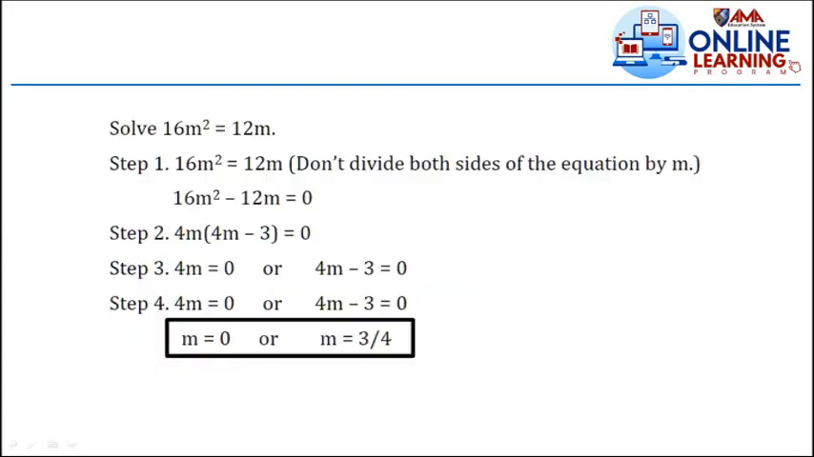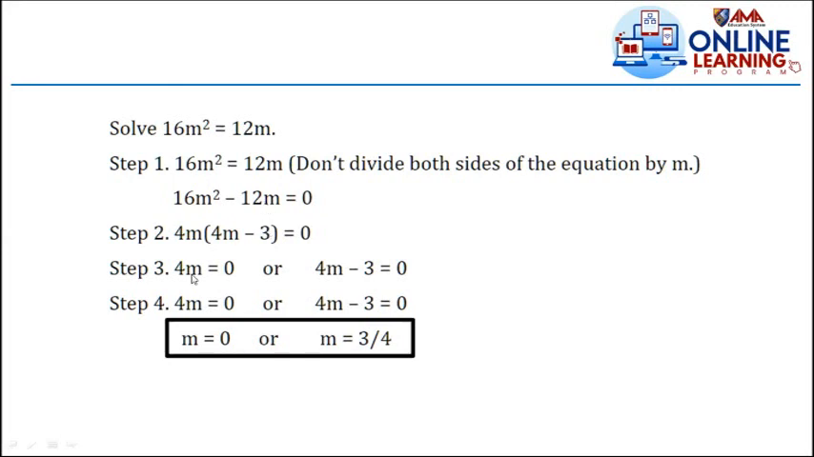Okay? So next we have here another example. We have solve 16m squared is equal to 12m. Step 1, tatranspose natin. Ito ilalagay natin sa kabila. We have 16m squared minus 12m is equal to 0. So step number 2, we are going to factor this one. So m is common and also 16 and 12, their common factor is 4. Okay? So 4m by 4m, we have 16m squared. 4m by 3, we have 12m.